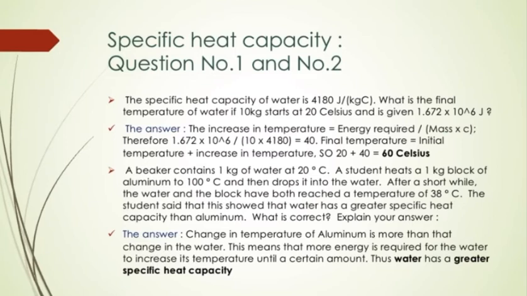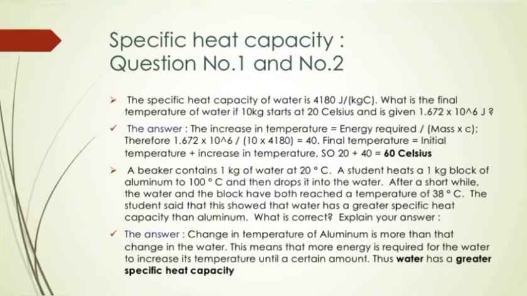So the second question says a beaker contains 1 kilogram of water at 20 Celsius. A student heats a 1 kilogram block of aluminium to 100 Celsius and then drops it into the water. After a short while, the water and the block of aluminium have both reached a temperature of 38 Celsius. The student said that this showed that water has a greater specific heat capacity than aluminium. So, is he correct? Explain your answer.